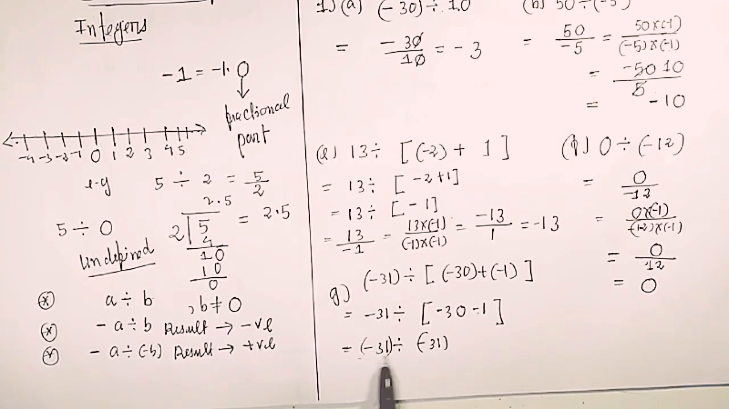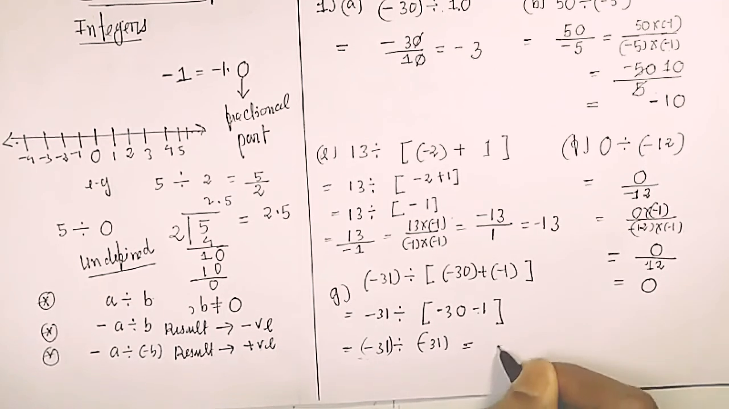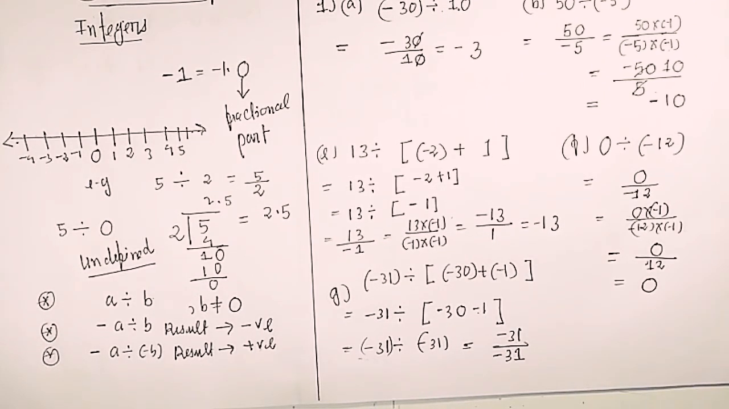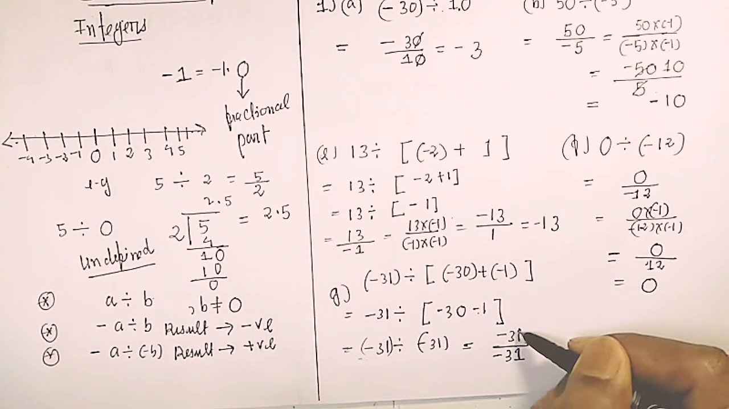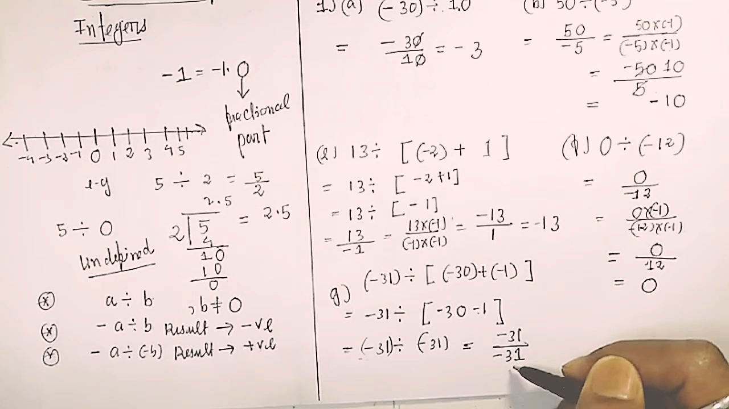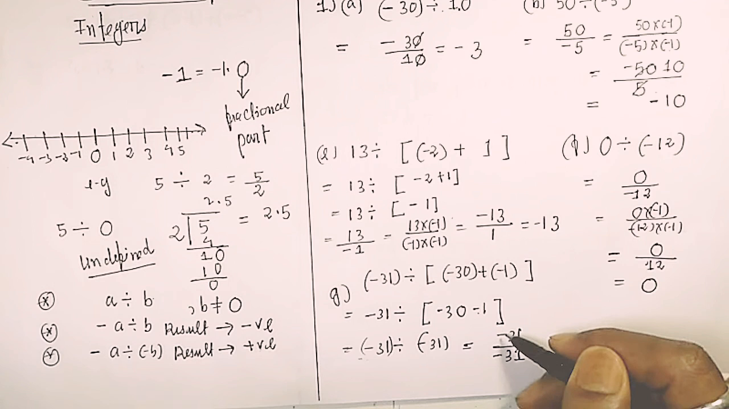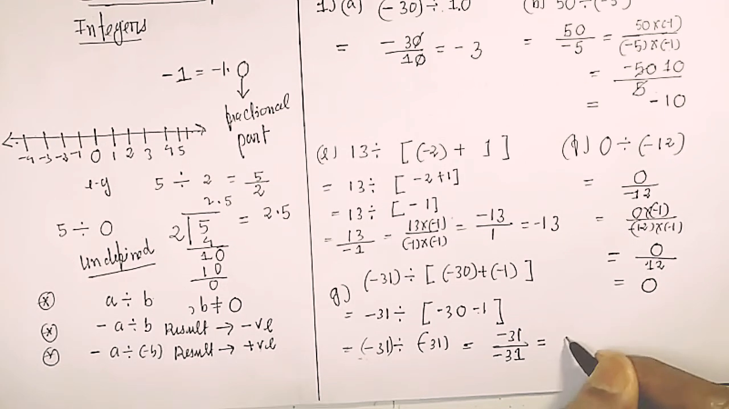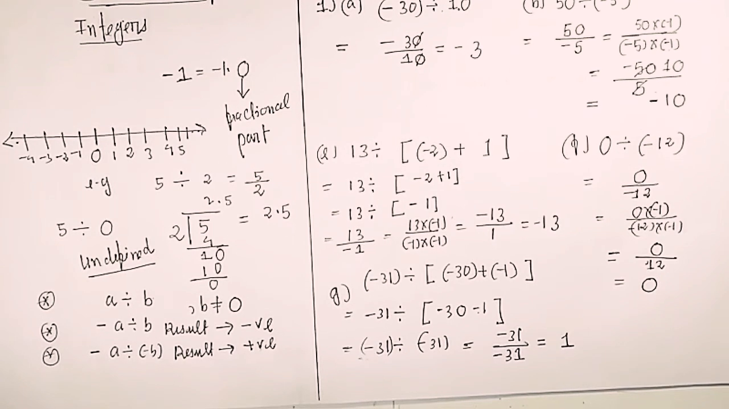So here both are negative integers, so the result is always positive. So minus 31 by minus 31. In this step, no need to multiply by minus 1, because the numerator has the minus sign and the denominator also has the minus sign. So you can cancel directly. After cancellation, it becomes 1.